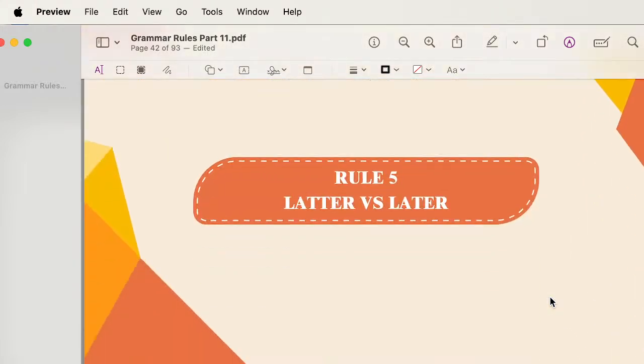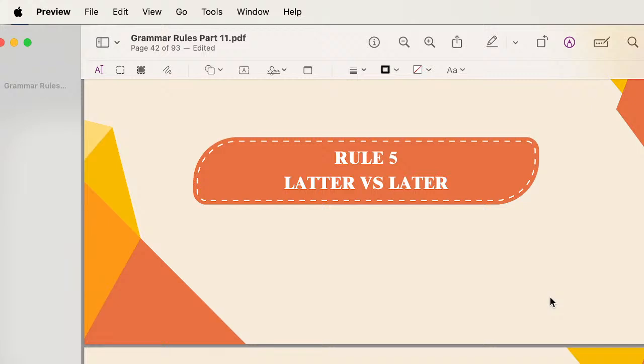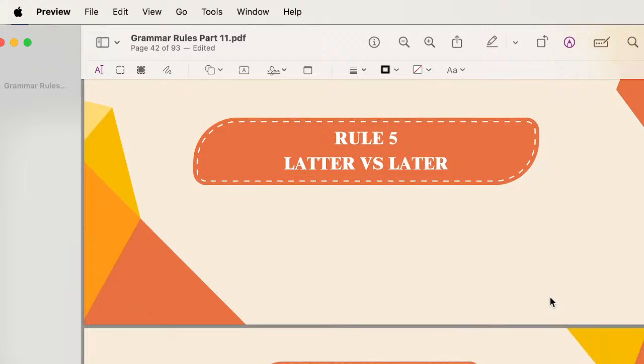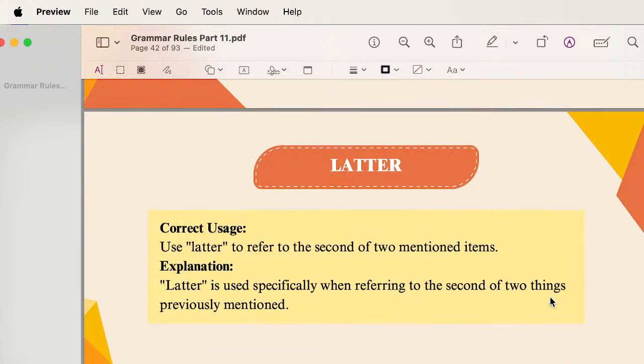Alright? Okay, now this is my favorite, and I think all of you must know this. Difference between latter and later. So what do you understand by latter? What do you mean by latter? What is the meaning of latter? Okay. So latter simply is used for the second of the two mentioned.